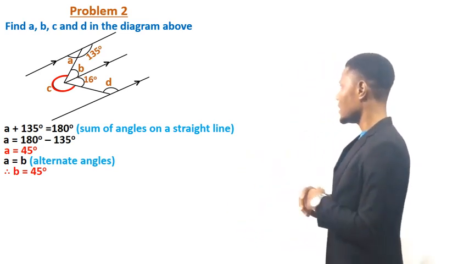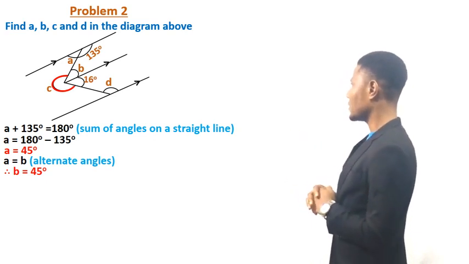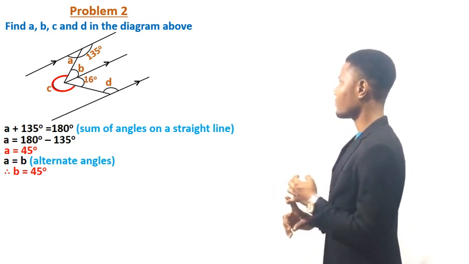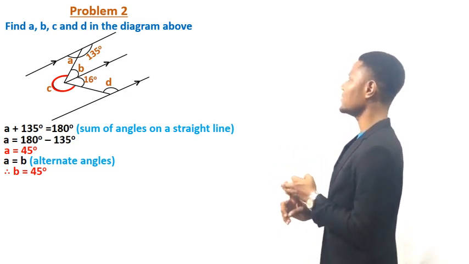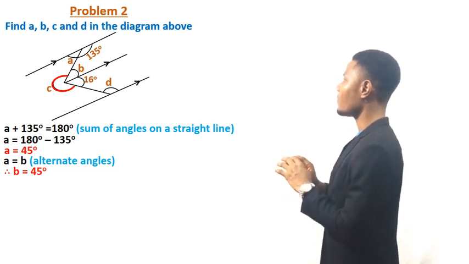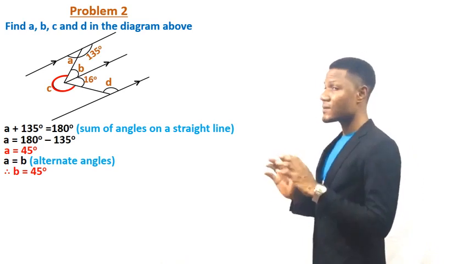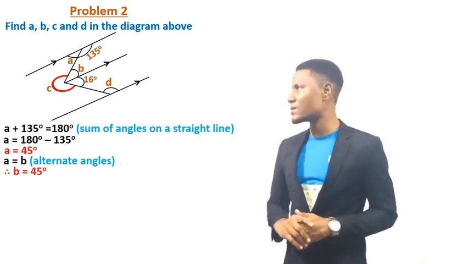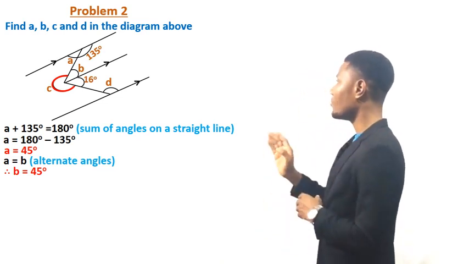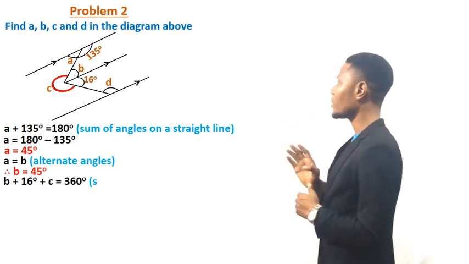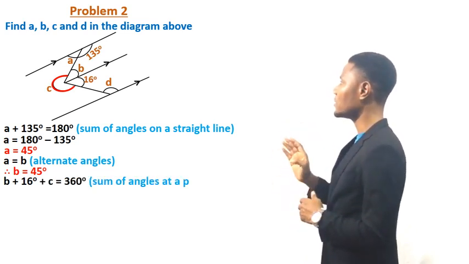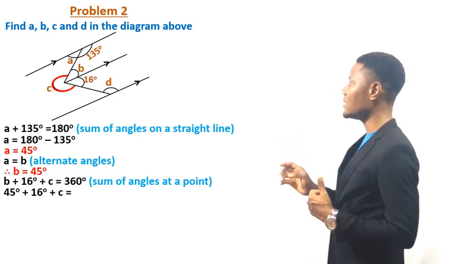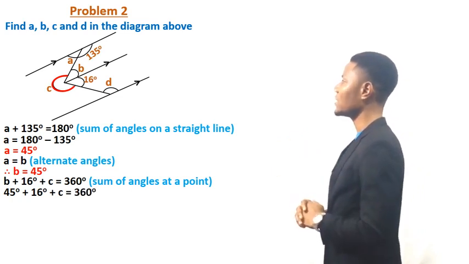Now, C is located on the very reflex angle we could see there, and the relationship between C, letter B, and 16 degrees is called sum of angles at a point. And sum of angles at a point is equal to 360 degrees. A complete revolution gives us 360 degrees. So automatically we could say that B plus 16 degrees plus C is equal to 360 degrees. So 45 degrees, which is the value of our B, plus 16 plus C is equal to 360 degrees.